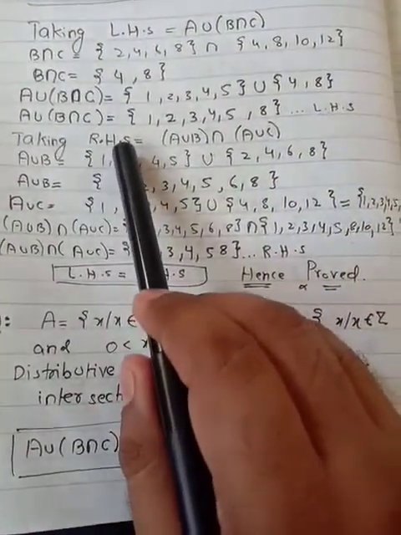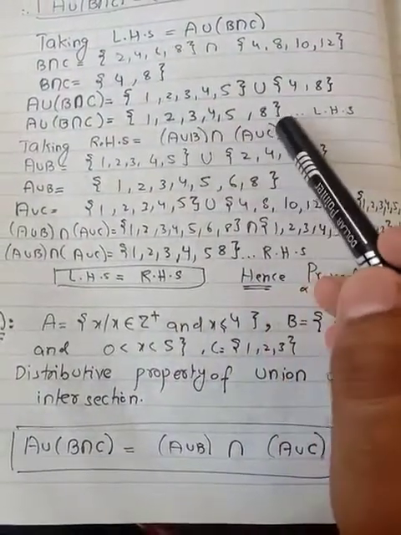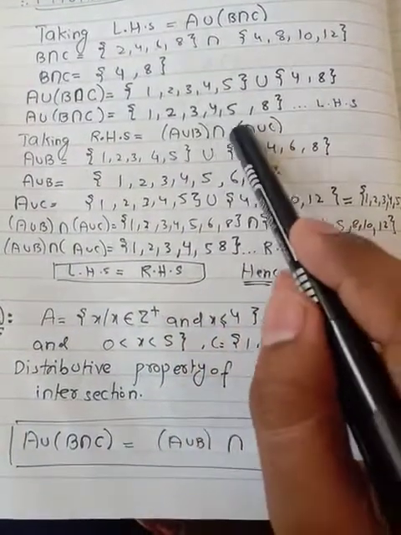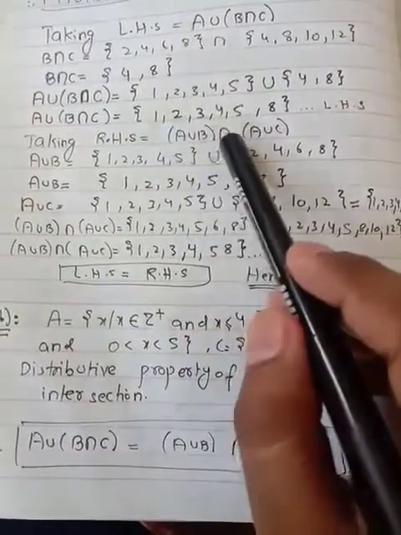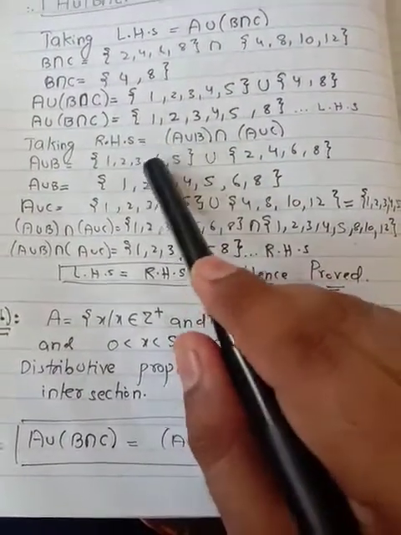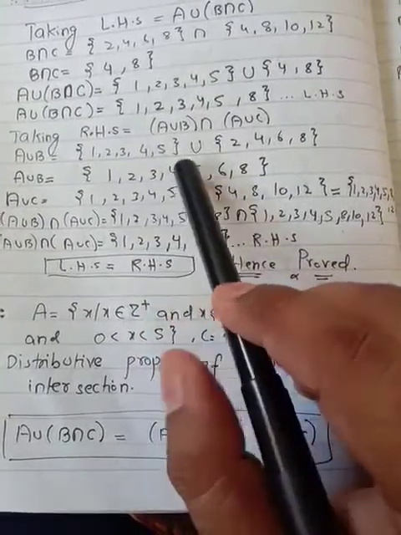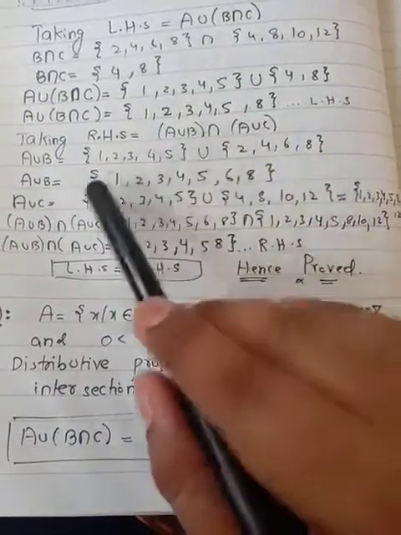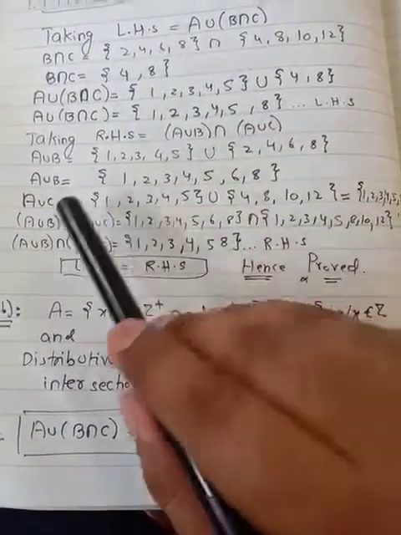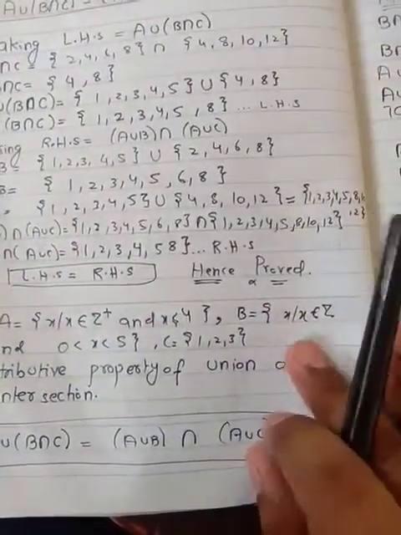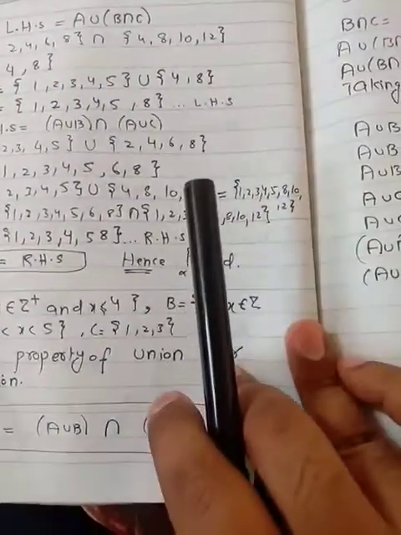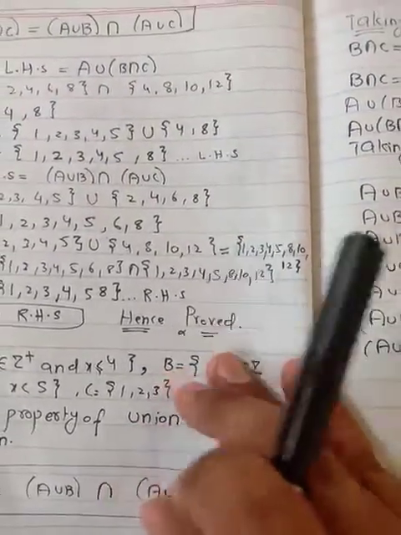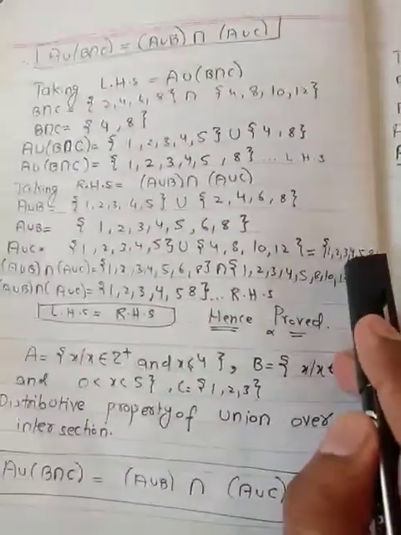Now we will find the right hand side. Right hand side is equal to (A union B) intersection (A union C). A union B is 1, 2, 3, 4, 5, union with B, 2, 4, 6, 8. We will find the union. Union is the arrangement of both sets in order. That is 1, 2, 3, 4, 5, 6, 8. Then we will find A union C, because we give preference to the bracket terms first. The answer of A union C will be 1, 2, 3, 4, 5, 8, 10 and 12. This is our answer of A union C.